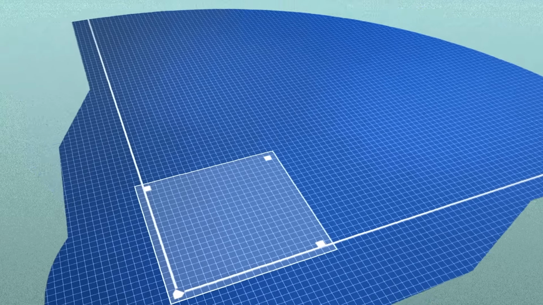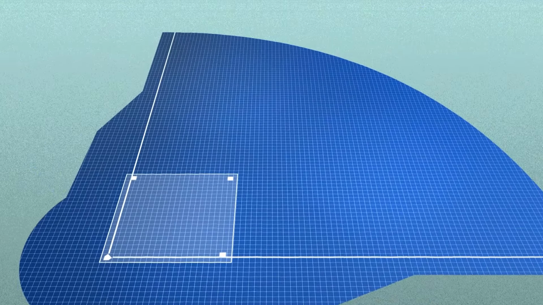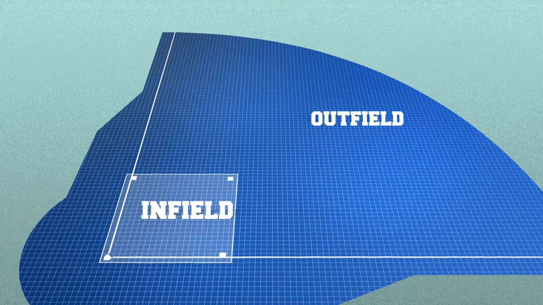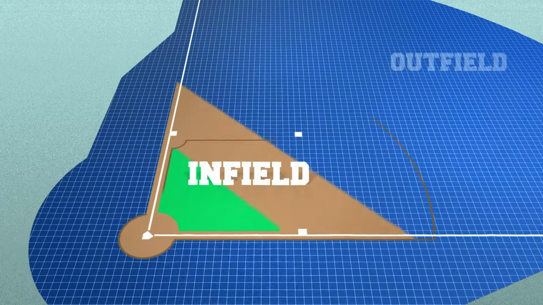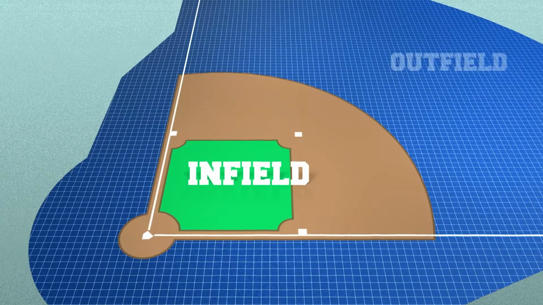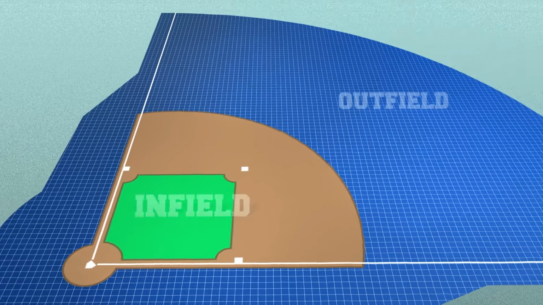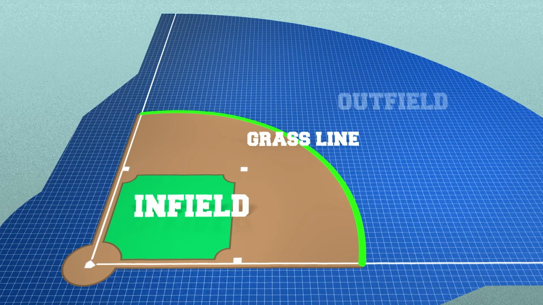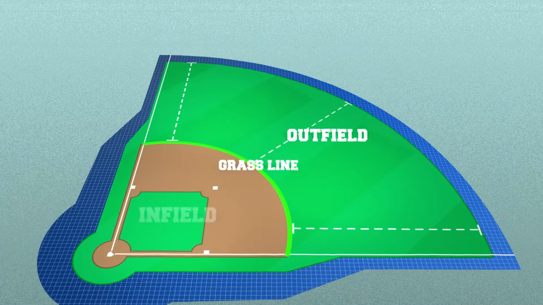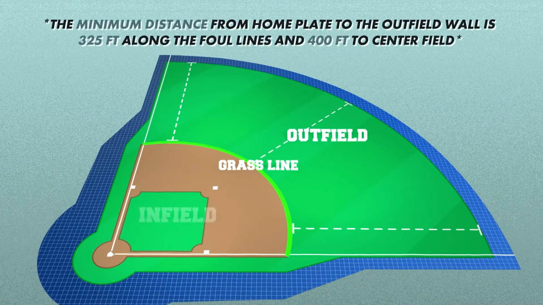The field is also separated into 2 designations, the infield and the outfield. The infield is the square area within the 4 90-foot baselines that can consist of grass and dirt, depending on the field. The grass line, where the dirt of the infield ends and the grass of the outfield begins, separates the two. The outfield stretches from the grass line to the outfield wall and can vary in size and shape, depending on the overall size and shape of the playing field.